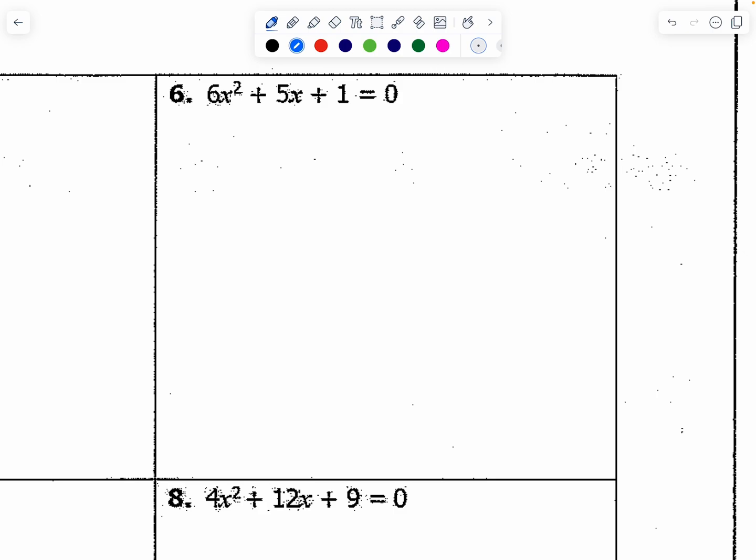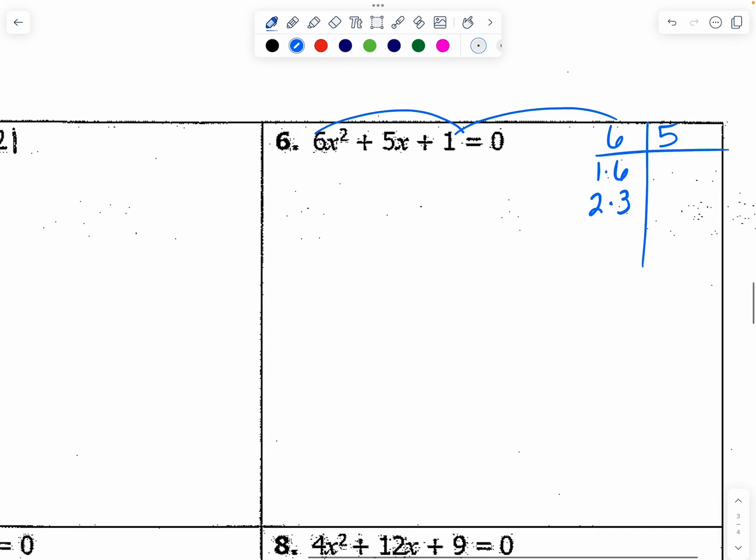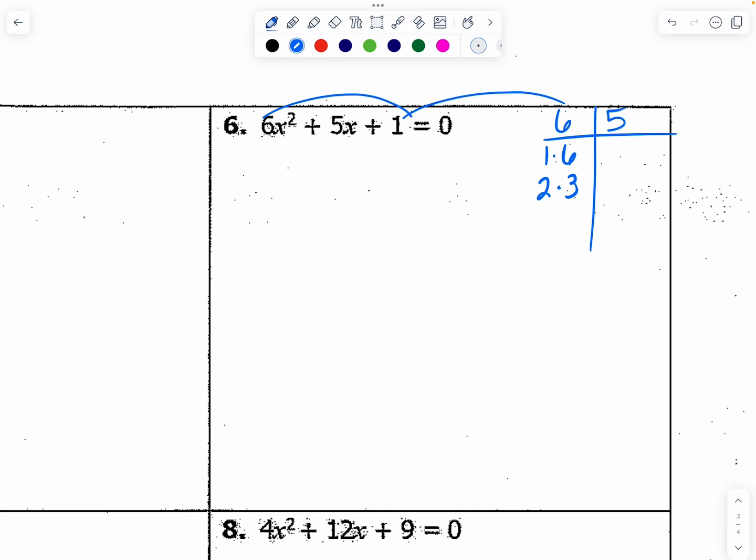So if I look at my terms, I have 6, 5, and 1. So I am going to do A times C. That gives me 6. And then my middle term's 5. So I have 1 and 6, 2 and 3. Now, this is one of the most missed problems, right, is when we're dealing with 6, because we have two options here. Now, I could do negative 1 plus 6, and that gives me 5. Or I could do 2 plus 3, and that gives me 5.